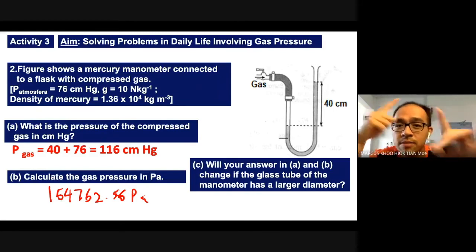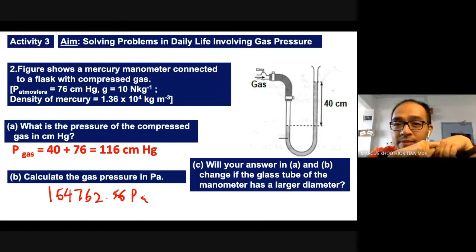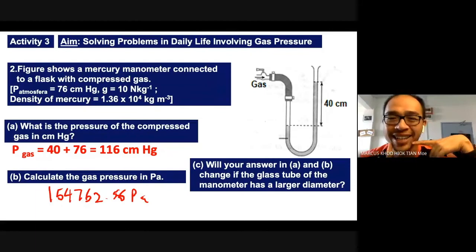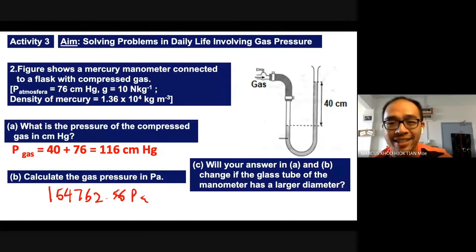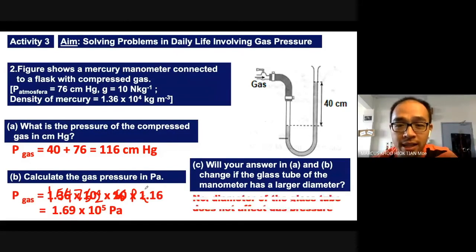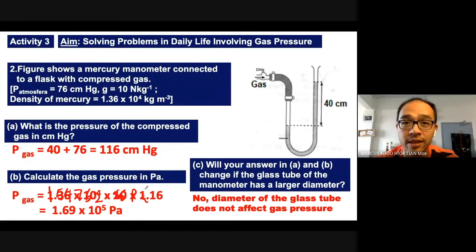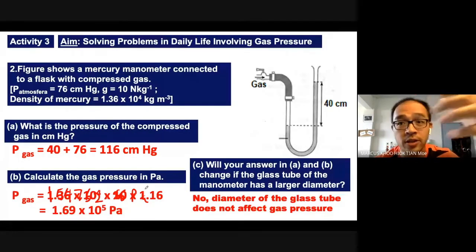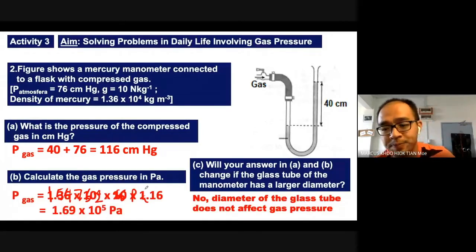I see Shim doing this. I see Michelle doing this. So I assume this is no, because it can't be yes, since yes is bigger. So obviously the answer will be no, because the diameter of the glass tube does not affect gas pressure. The diameter doesn't change it. The shape of this doesn't change it either.